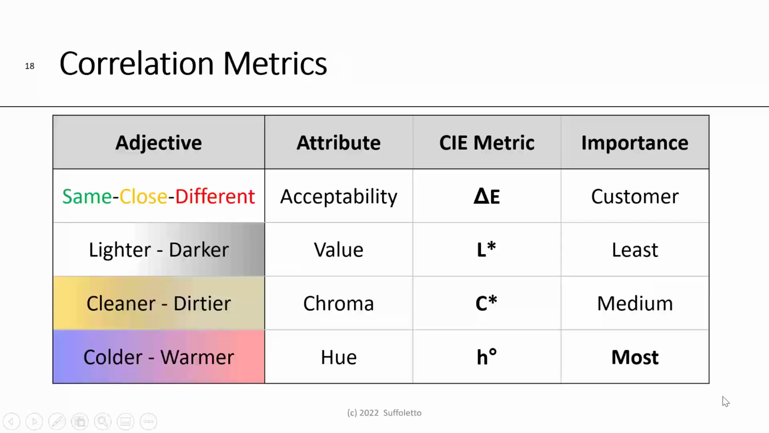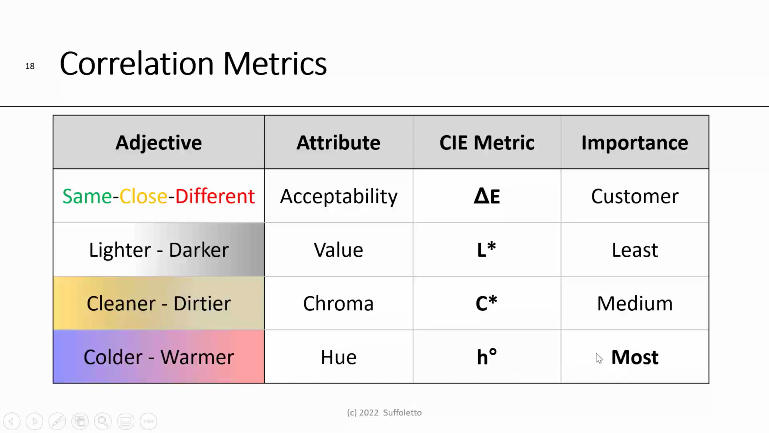All right, let's have correlation metrics here. Again, when you look with vision and speak with verbal word adjectives, you're trying to classify and categorize the accuracy of the color match. You're either same, close, or different. That attribute would be acceptability, and the metric would be delta E. That's often supplied by the customer in terms of their specifications. Lighter and darker is the value. That's the L-star. It's the least important. It can fluctuate and vary the most. Cleaner and dirtier is the chroma or C-star. That's in the middle. And then you have colder and warmer in terms of the hue, which is H angle, and that's the most important.